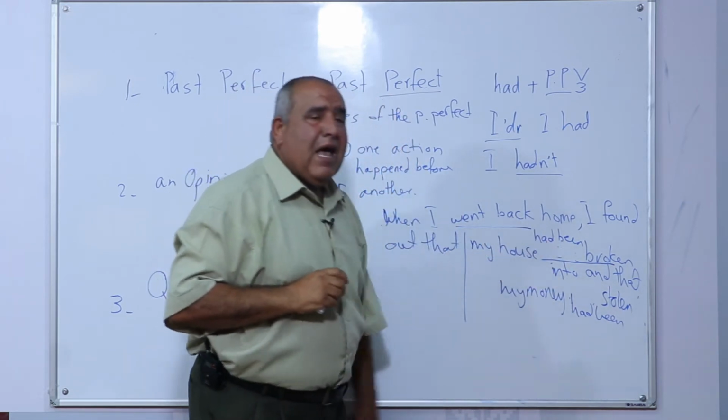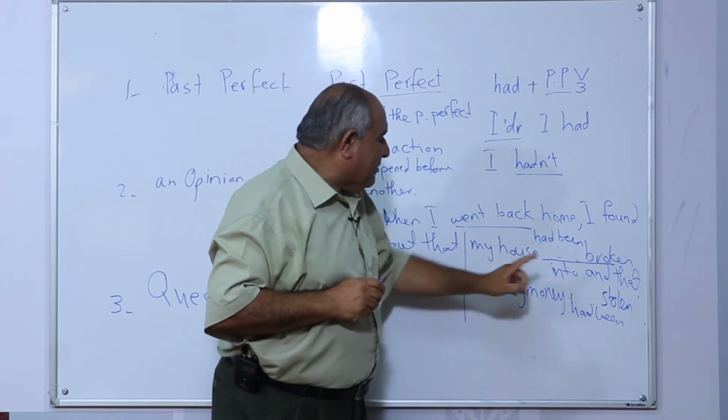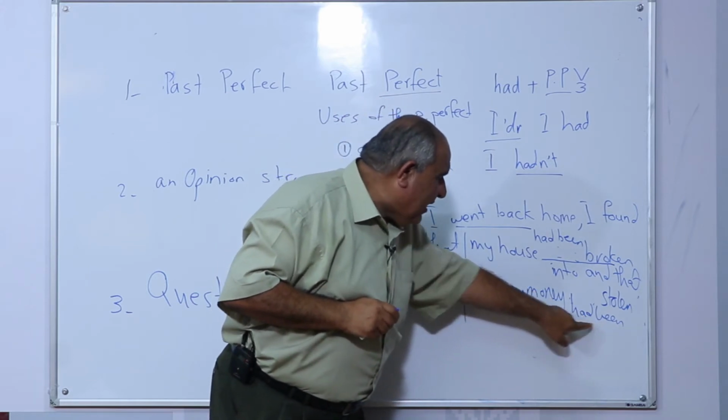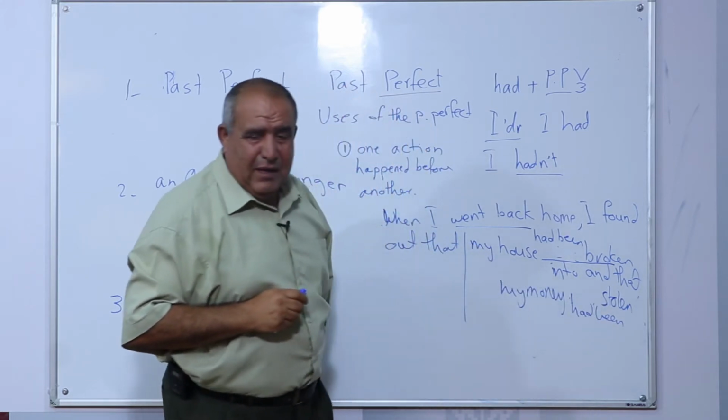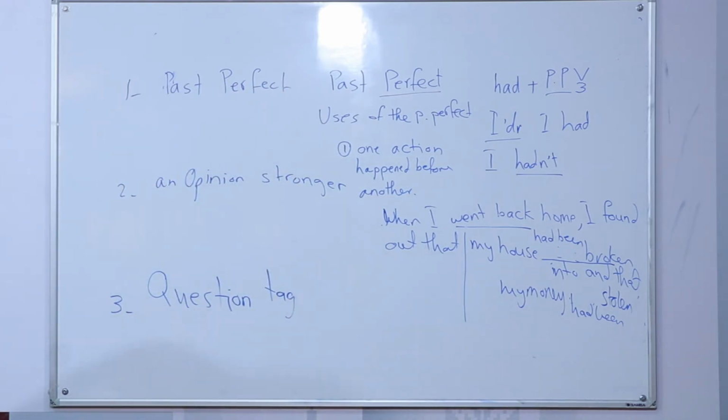These two tenses are put in the past perfect, had plus past participle, but because the sentences are passive, we put been after had and before the past participle. This is the first use of the past perfect.